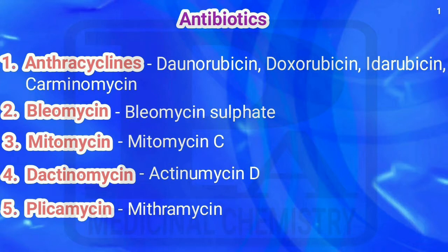Under anthracyclines, examples are Daunorubicin, doxorubicin, idarubicin and carminomycin. Under bleomycin, only one, that is bleomycin sulfate. Under mitomycin, mitomycin C. Under dactinomycin, that is called actinomycin D. And the last one is plicamycin. Under that, example is mithramycin.